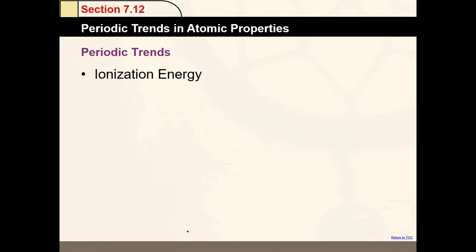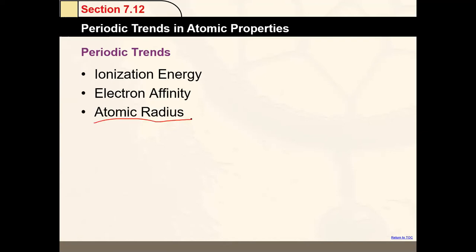Periodic trends, yeah, we're now officially in the last third of this chapter. These electron properties give some trends that can be predicted from the periodic table. Those three parameters are ionization energy, electron affinity, and atomic radius. As I said before, besides atomic radius, we will also do ionic radius.